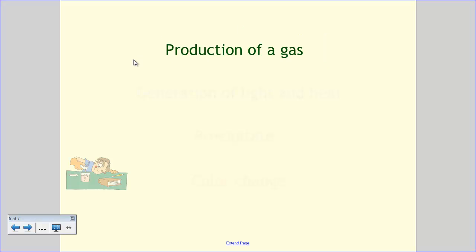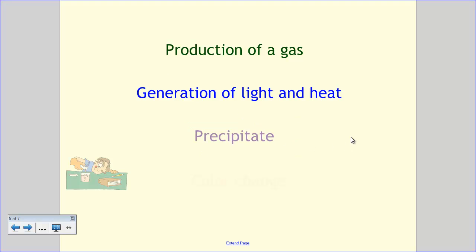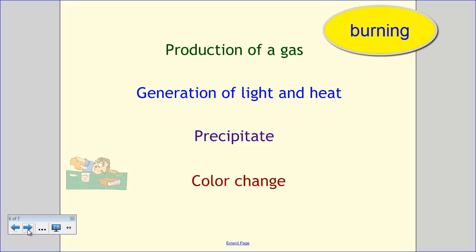So again, just to sum up here for chemical changes, the indicators are production of a gas, generation of light and heat, a precipitate, or a color change. It doesn't have to be all four of these. Any one of these is a pretty good indicator that there's some sort of chemical change going on. It could be two or three like we had in a couple of these cases, or it could be one, or it could be several. If you see any of these things going on, though, there's a pretty good chance that there's a chemical change going on.